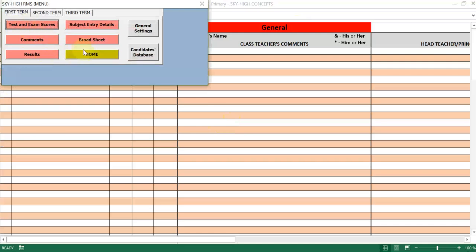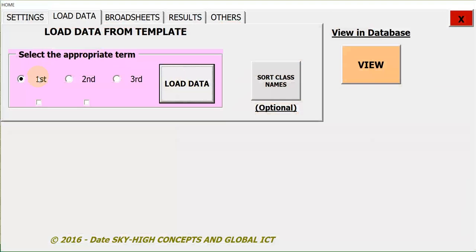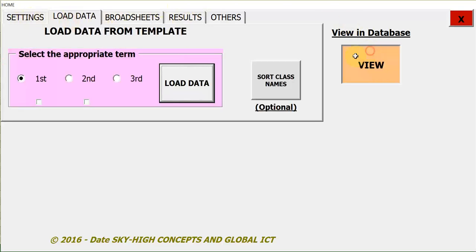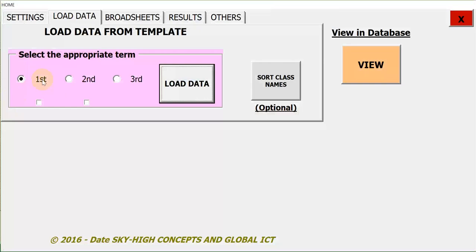The template does that. So let me click to go to home. For the purpose of this video, I will load all the terms, first, second, and third, once and for all, because I want to prepare all the broadsheets and results once and for all. But since the school runs termly, by default, if we confirm, let me view the database and come back to home, we'll find it's set to first term. If you click load data, that takes us to the course template page. We click this button to load all the information from there.